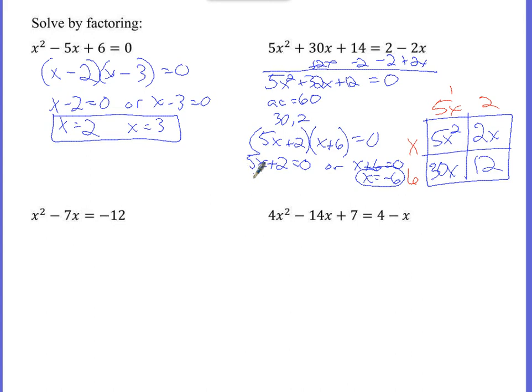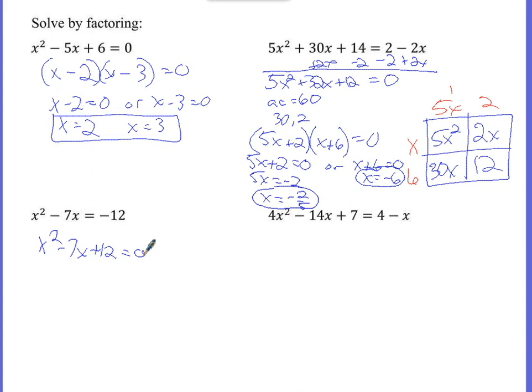And then on the other side, we just solve for x. So that's 5x equals negative 2. So x equals negative 2/5. That's my second answer. Third one, what should we do? Right now? Set it up like FOIL right now? We don't have equals 0, so we need to get that negative 12 out of there. So I'm going to add 12 to both sides, and when I do, I get x squared minus 7x plus 12 equals 0.